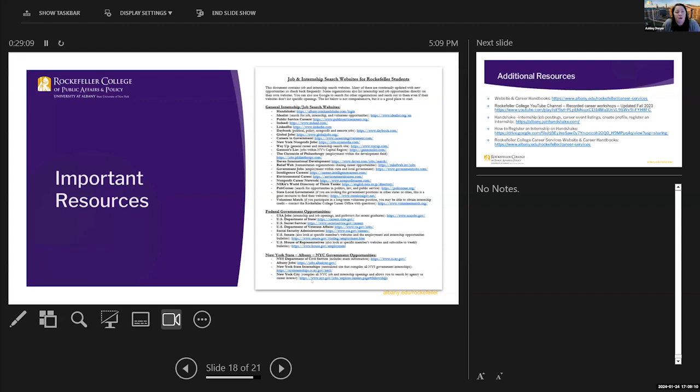So some important resources before we get into the Handshake tutorial. This is really kind of a handout for our job and internship websites for Rockefeller students. It's also in our job and internship handbook on page 3. As you can see, it outlines general internship websites, federal, New York State related, and then as you continue in the handbook, you'll see there's ones that are more sector specific to nonprofit, private, industry as well. Even location wise, what are good sites to reference with regards to opportunities in DC, for example.